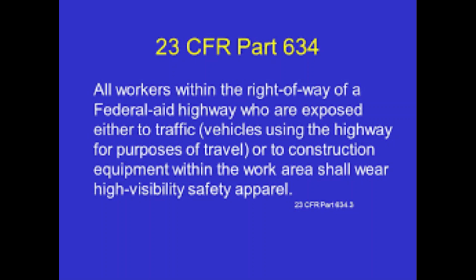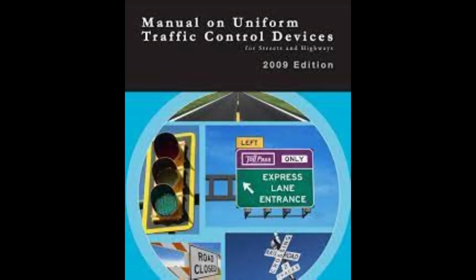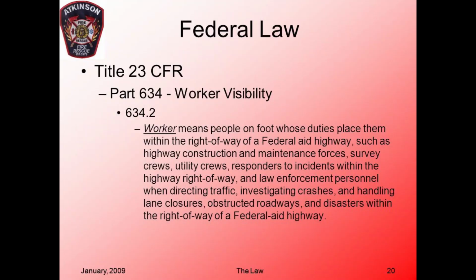Here in the United States, all public access roadways are governed by federal legislation. Additionally, those federal rules are enforceable by OSHA inspectors. The 2009 Federal Highway Administration Manual on Uniform Traffic Control Devices was developed from 23 CFR Part 634. The Federal Highway Worker Visibility Rule, 23 CFR Section 634, was the first step in the creation of the U.S. Comprehensive Worker High Visibility Regulation.